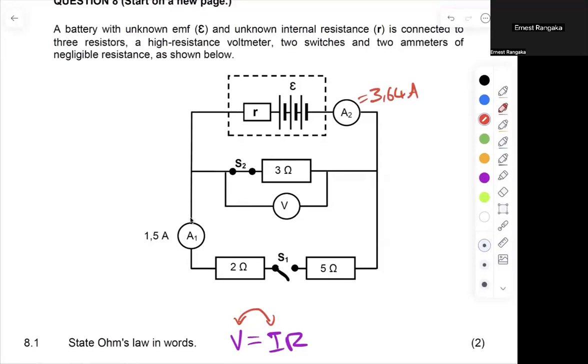Here's a quick question before we go too far. When I open switch S1, what will the reading be on ammeter A1? I want you guys to post the answers in your chat. If I open switch S1, what will happen to the reading on ammeter A1? Quickly post that. I'll give you a minute to think about it.